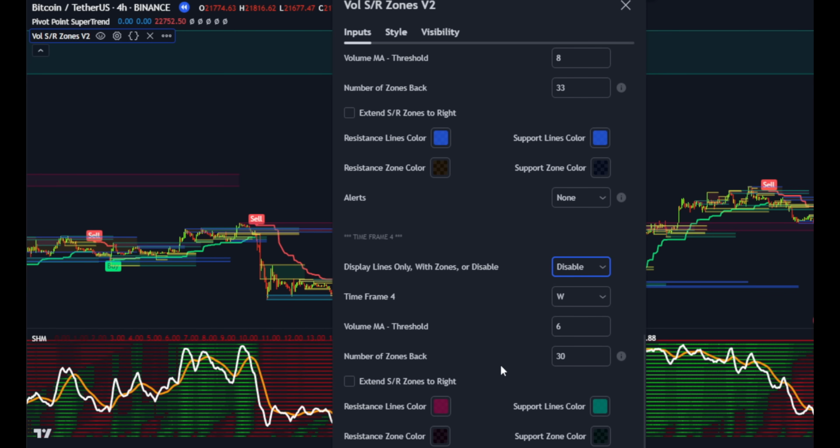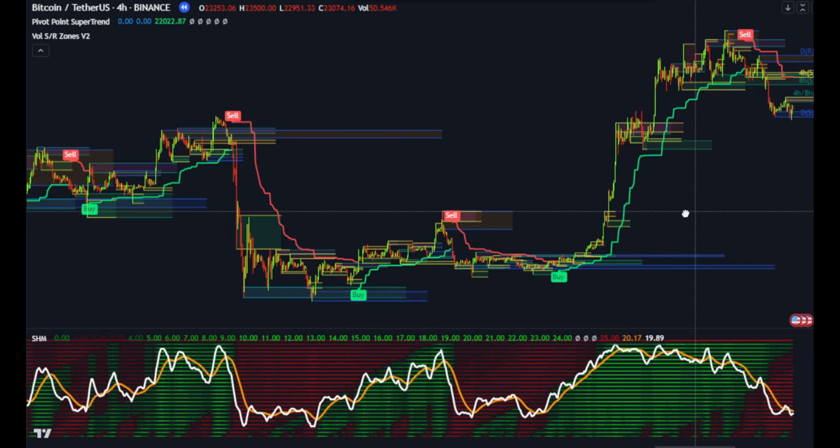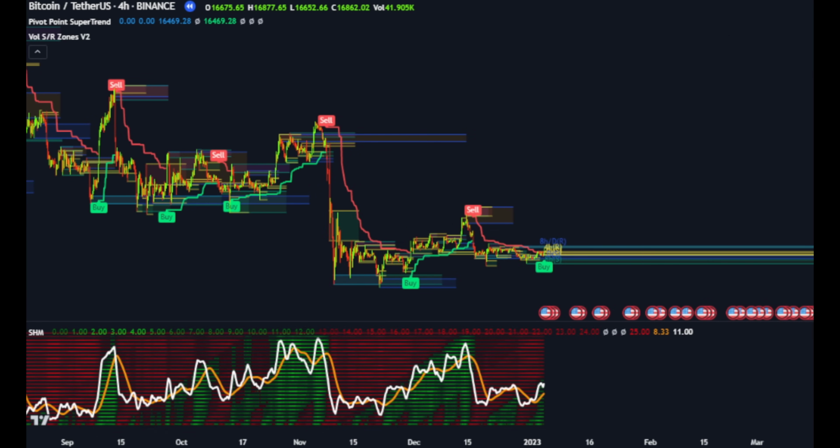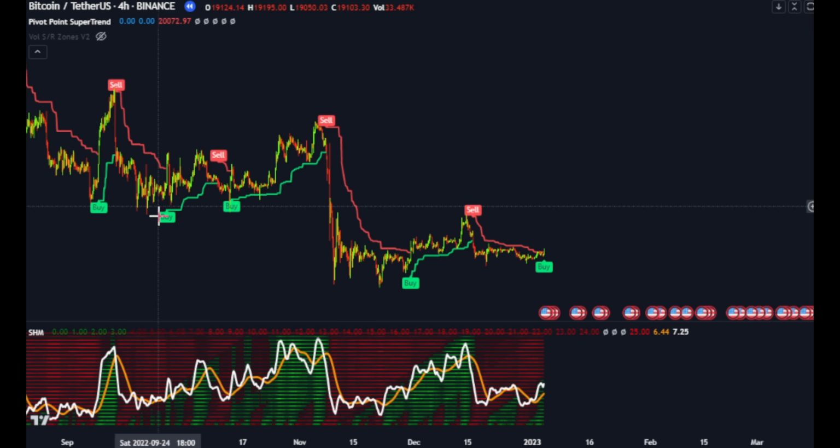Perfect. Now we are going to explain how the trading system works. We are going to hide the support and resistance indicator because we will only use it to mark our take profits.